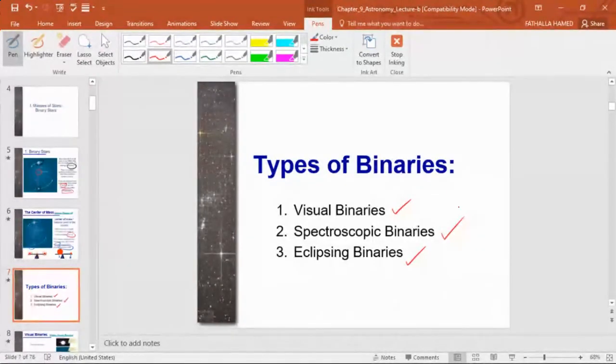All of these types of binaries could be the same, but the technique that we use to decide that what we're looking at is a binary star differs. Visually, that means we're seeing them visually. And spectroscopic, that means we use a technique based on spectroscopy to decide that they are binaries. And eclipsing, it's basically an eclipsing effect that we use to decide that what we're looking at is a binary star.